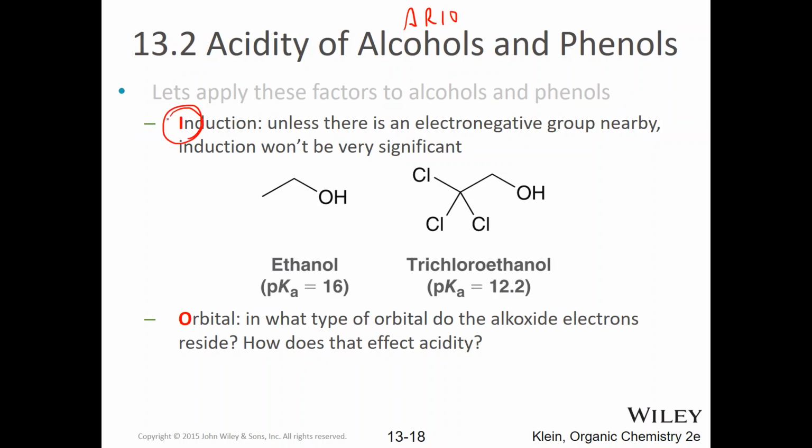ARIO. Induction is the next one. Right? So that is the drawing off of electrons through bonds, or through hyperconjugation. So induction, unless there's an electronegative group nearby, will not be very significant. Okay, but here's what we got.